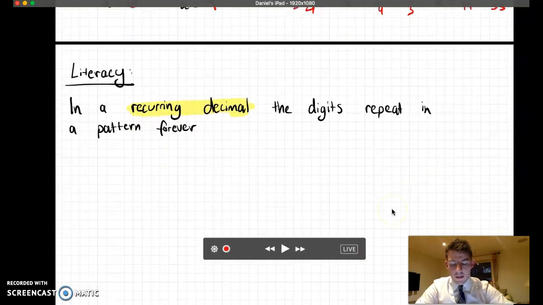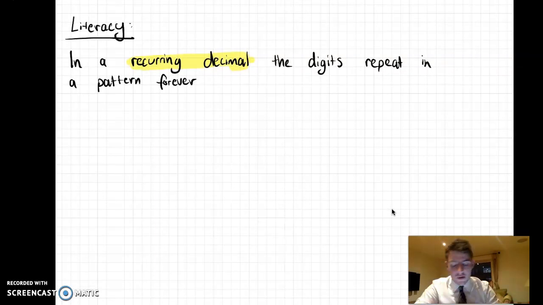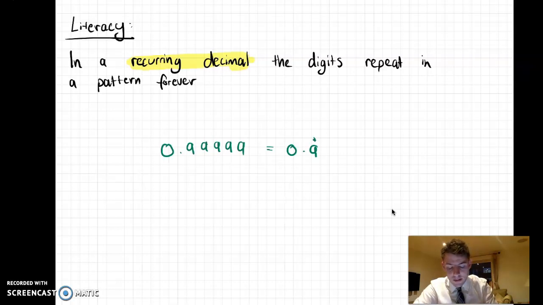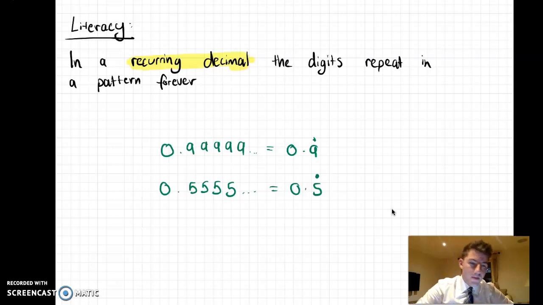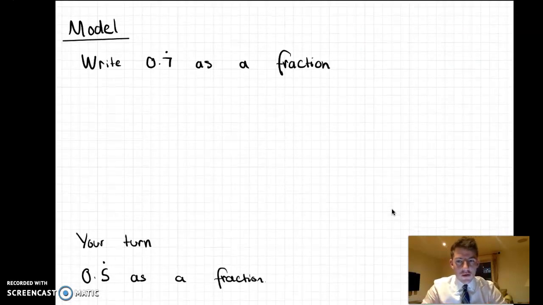So, in your book, just write down: a recurring decimal is a decimal where the pattern goes on forever. So instead of writing 0.99999, we can write 0.9 recurring. Same thing here, we did 5, 5, 5, 5, it goes on forever. That just saves us a lot of time, a lot of effort. Okay, model. How can we write these as fractions? That's what we'll be looking at.